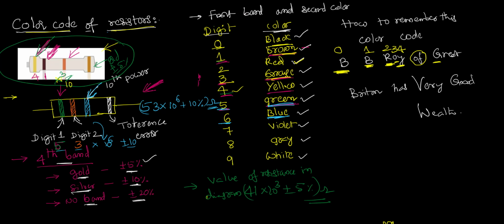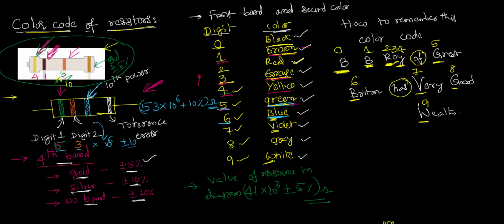Of is an extra word that we have used just to make it like a sentence. And then G represents green, that's number 5. Then Great Britain, in the Britain B again, this B represents blue, that is 6th. Has is just again an added word for convenience. V represents violet, that's nothing but 7. G again is nothing but the grey, 8th. Very good wealth, great wealth. That W represents white, that is 9.